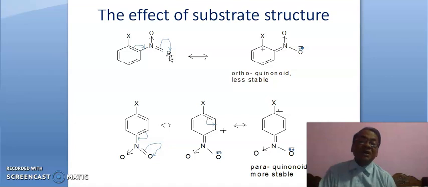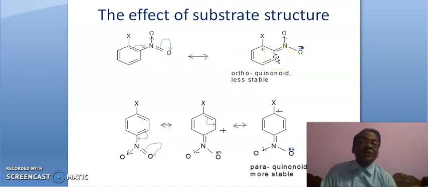As it is very much electronegative, this pi bond will break in this fashion, and due to that this pi bond will shift in this fashion. Thus positive charge will be here at this carbon, to which this halogen, this chlorine, is attached. As positive charge is developed here, nucleophile can attack easily.